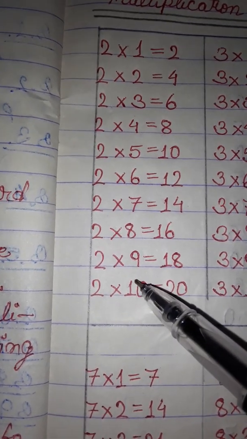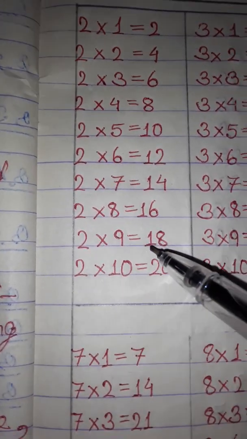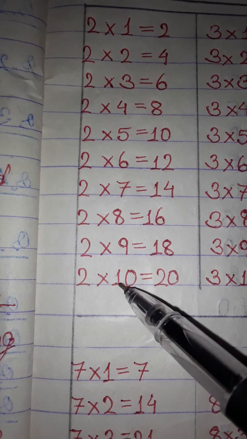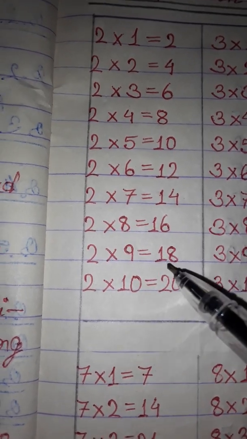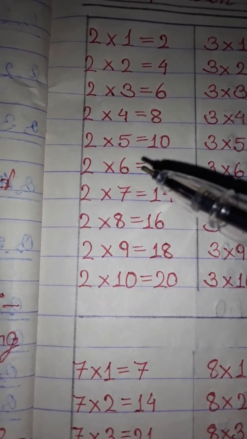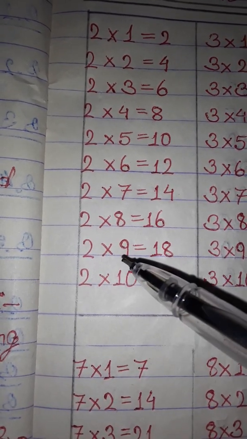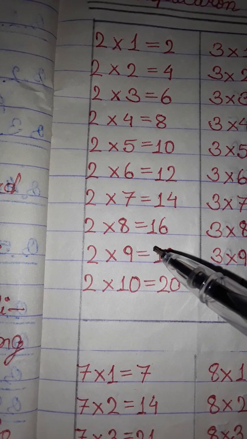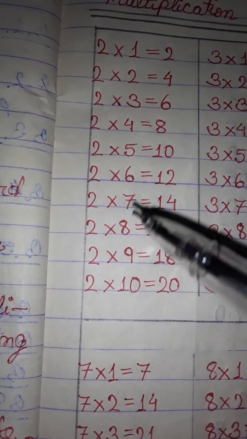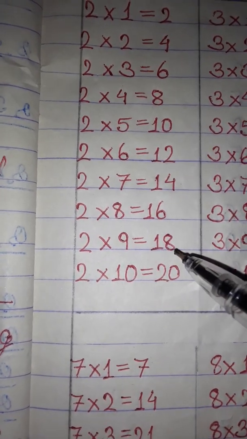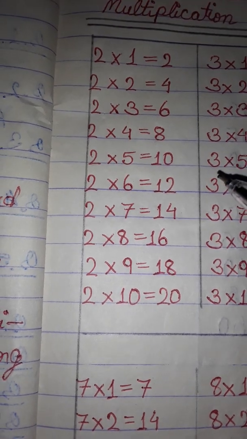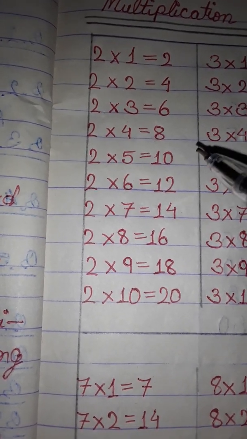And the last one is 2 into 10 is equal to 20. I think you may guess this, 2 into 10 is equal to 20. It is very easy, but you may ask me in the comments below how it came to 20. So for this also you may add 18 plus 2 and the answer will become 20. I am going to the next multiplication table of 3, so please don't skip the video.